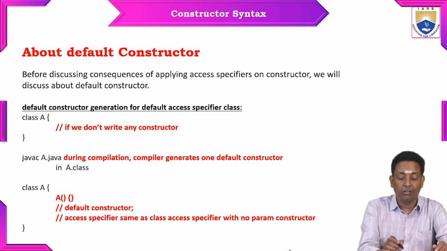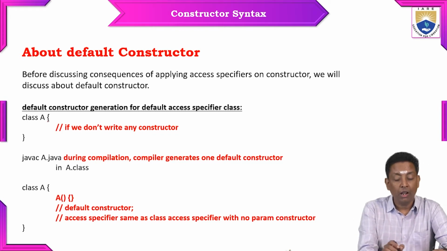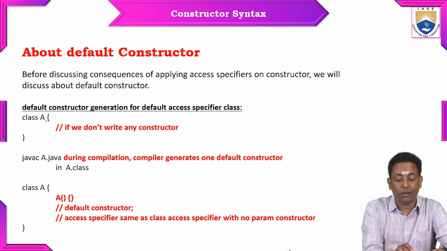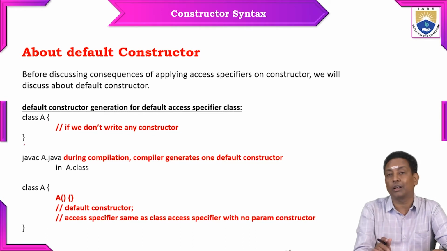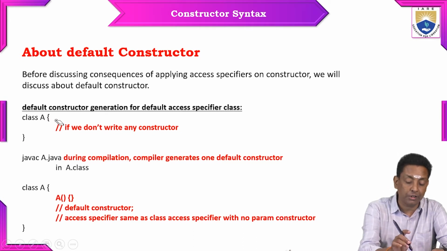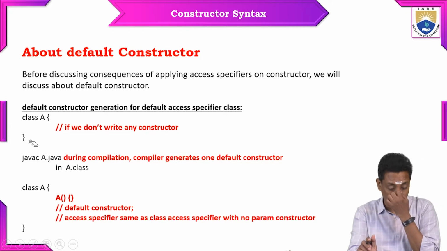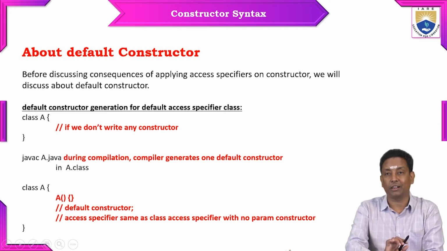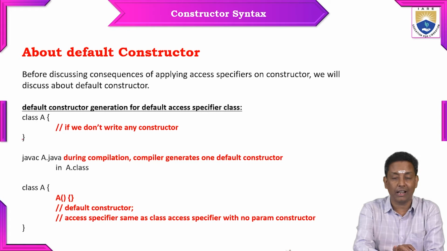So if you look at this class A, I just opened and closed curly braces. Here I open curly braces, here I close them. That's all. If you don't write any constructor, the class A is blank. I haven't declared any variables, and no constructors or methods were written. Just curly braces opened and closed. So it's an empty class.